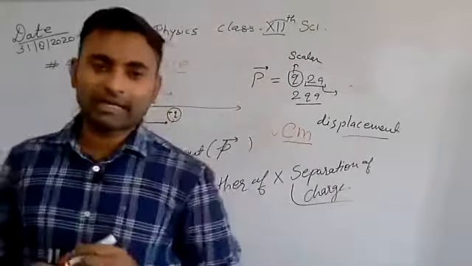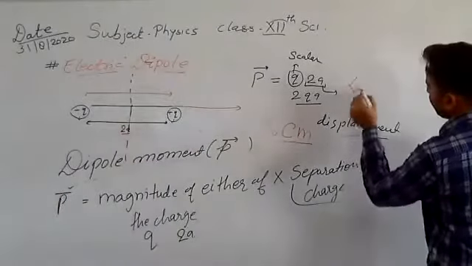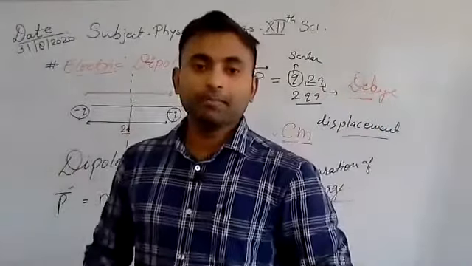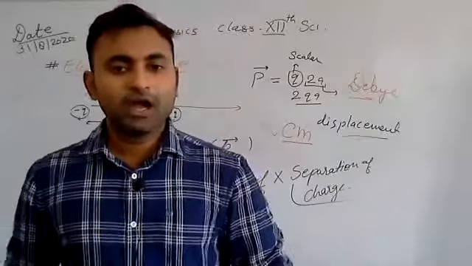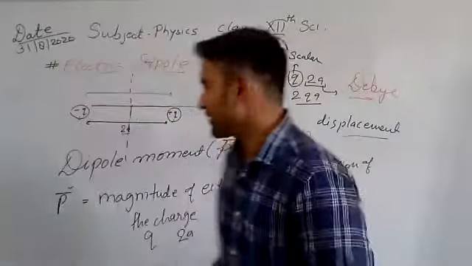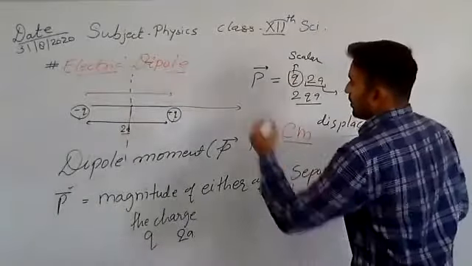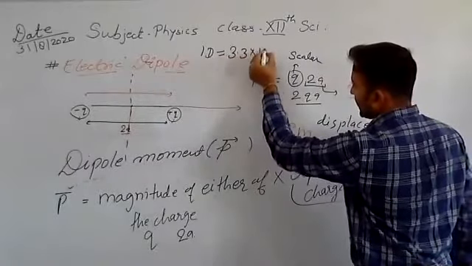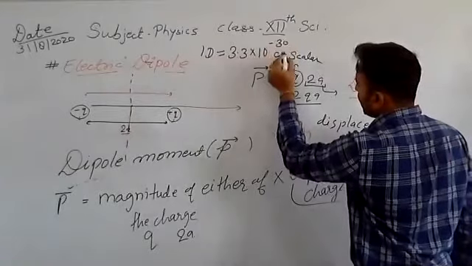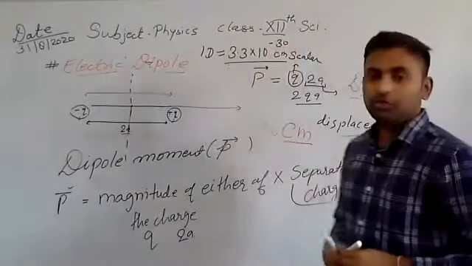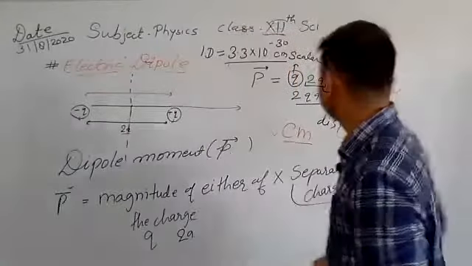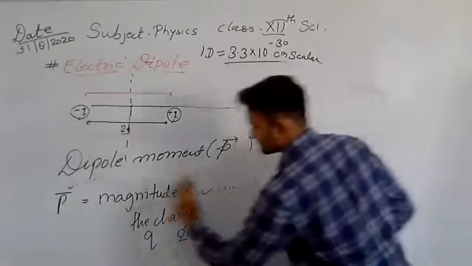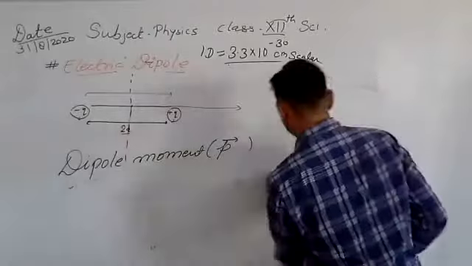There is a non-SI unit also, and we call it Debye. So 1 Debye consists of how much coulomb meter? 1 Debye is equal to 3.3 into 10 to the power minus 30 coulomb meter. You should remember that. Okay? This much is clear. Dipole moment is clear to everyone. Okay.